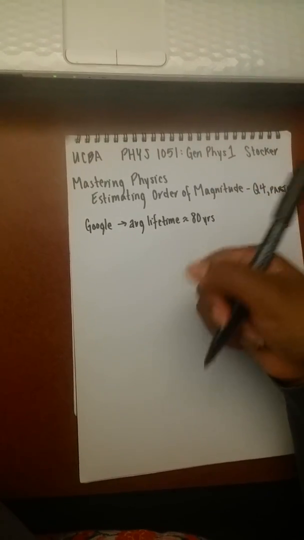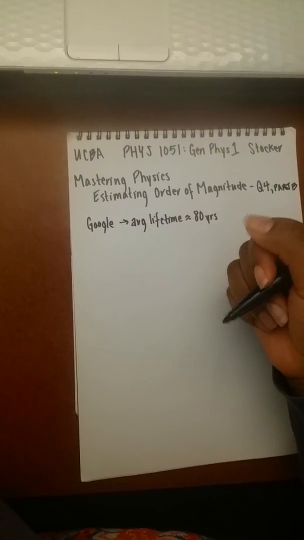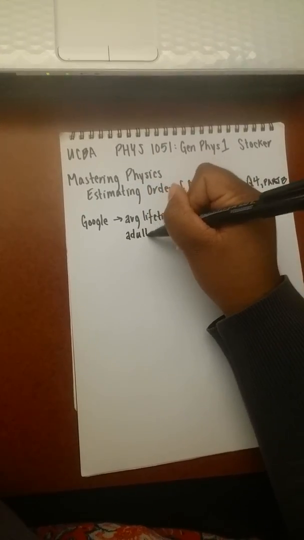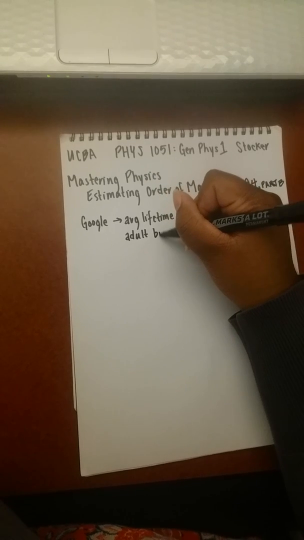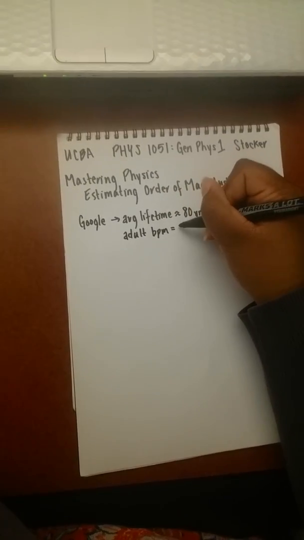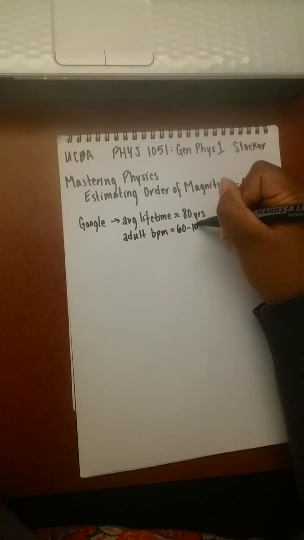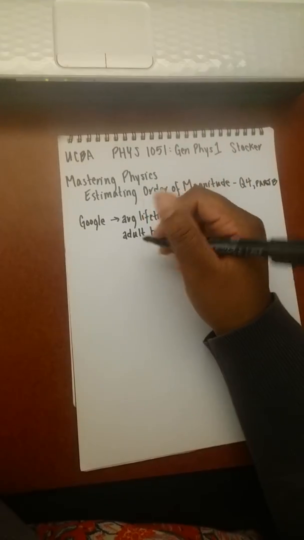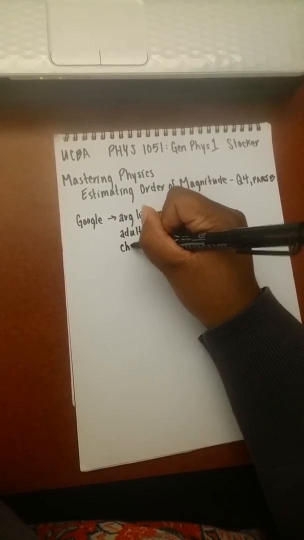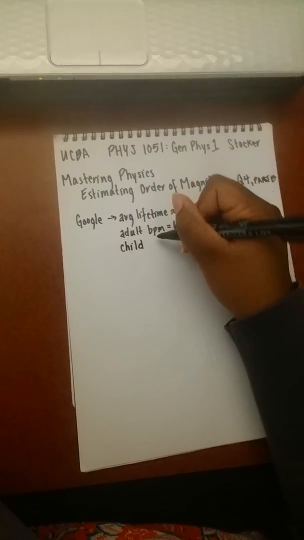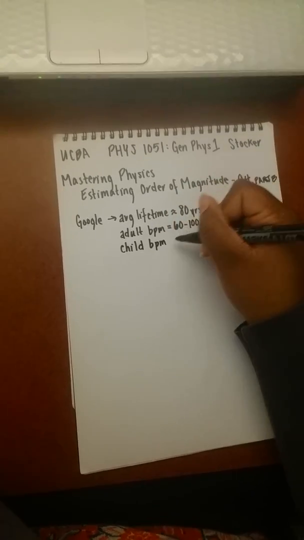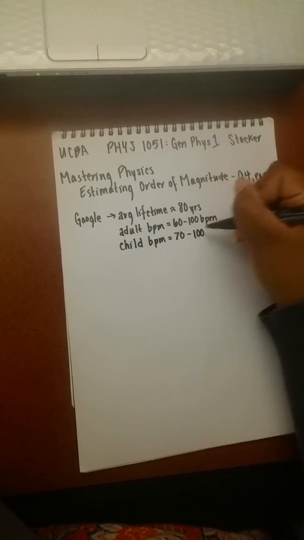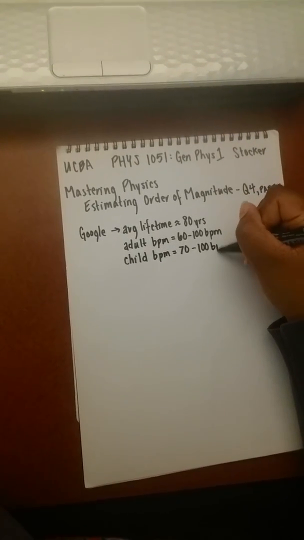And then I also needed to find how many beats per minute is the average adult. And so I found that that was between 60 to 100 beats per minute. And then I also found the average beats per minute for a child, which was between 70 to 100 beats per minute.